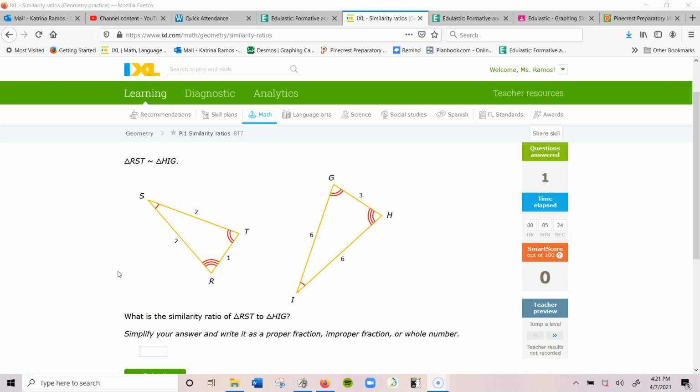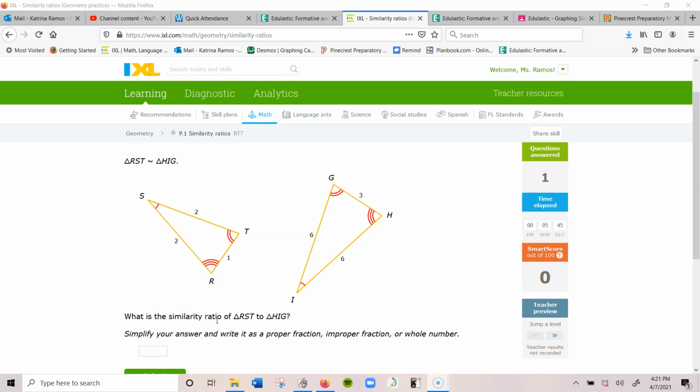Hi Amanda. We're going to start here with P1. So P1 is to find the similarity ratio. What that means is that we're trying to figure out the scale factor, how we get from one shape to the next. So we have to look here at what the order of the images are.